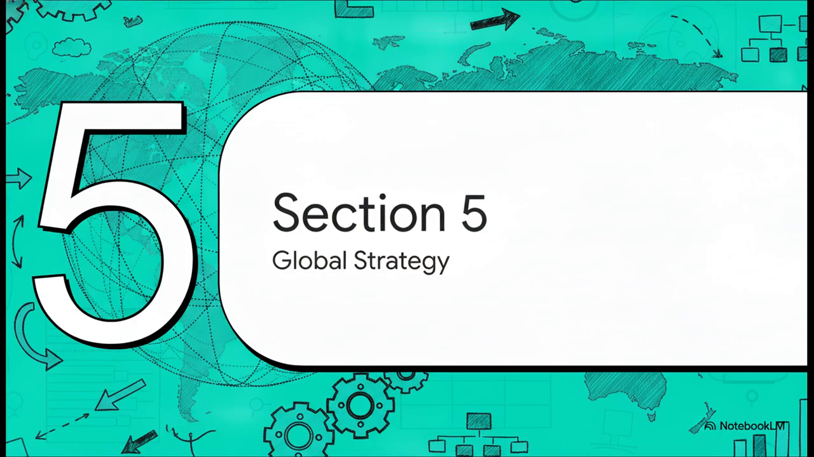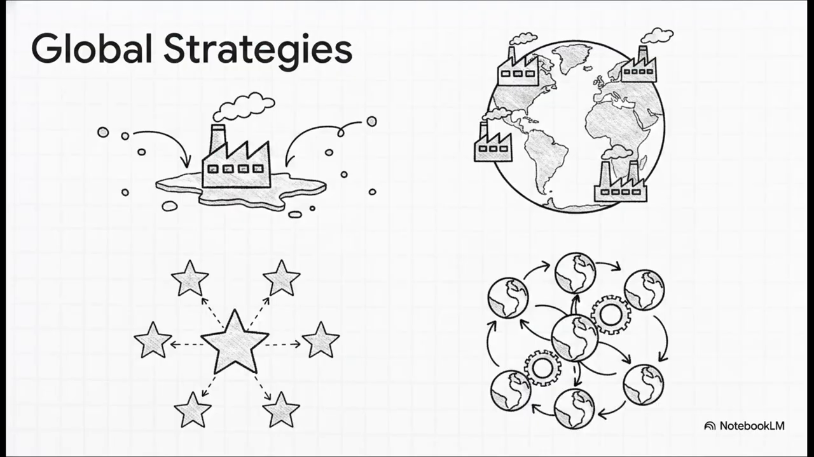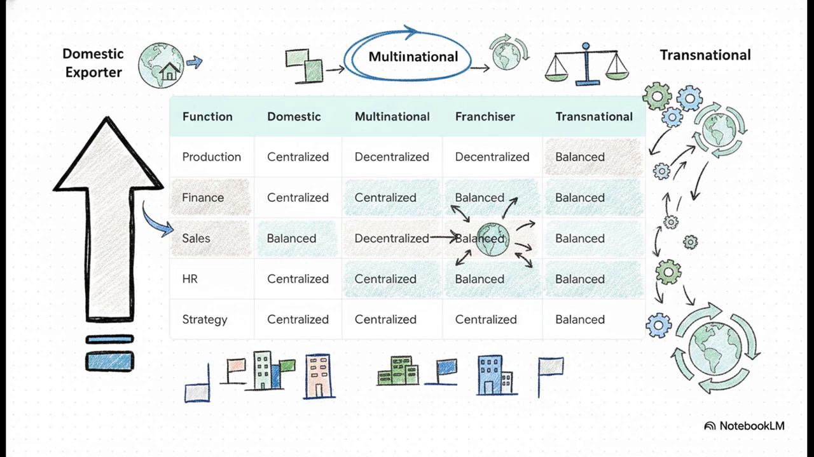Well, it all depends on Section 5, choosing your global strategy. There are basically four main global strategies a company can take. A domestic exporter, like Boeing, essentially manufactures at a home base and just exports globally without any extensive adaptation. A multinational, like Nestle, customizes its products and operations heavily to meet specific local tastes. Franchisers, think McDonald's, create a brand centrally but let local units operate independently on their license. And finally, a transnational, like Unilever or Toyota, operates as a fully integrated global network, very carefully balancing global efficiency with regional adaptability. Depending on that chosen strategy, different business functions are going to be centralized or decentralized.